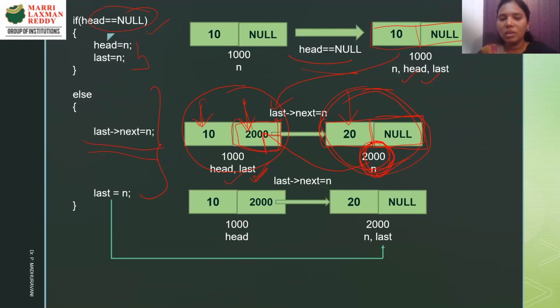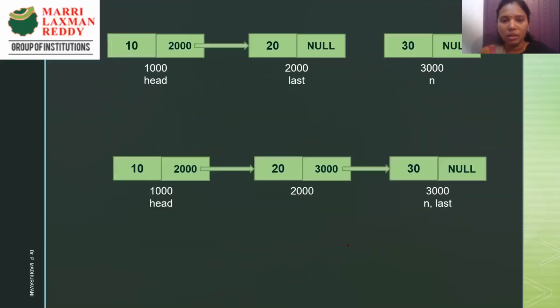Now my next task is to make this node the last node. In that case, just by giving the assignment statement last equal to n, I can move last from this position to this position. Let's discuss this scenario once again by taking the third node. Again, allocate memory for node 3, and refer to that third node with the name n. Insert the data value as n arrow data equal to 30 and make the next part null. Now we are ready with the third node.